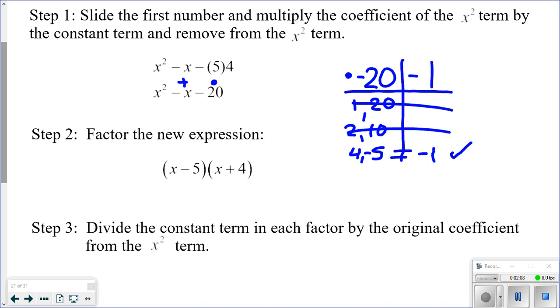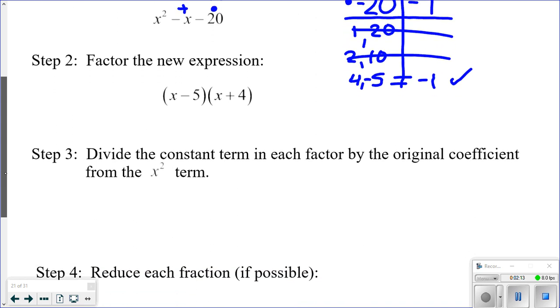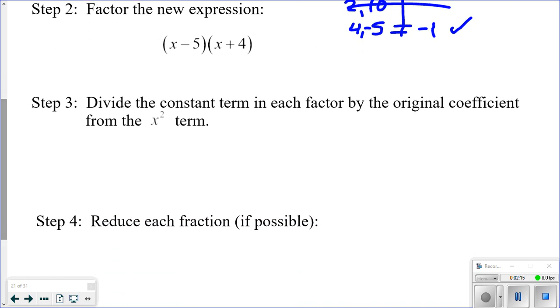And remember, the order doesn't matter here. But these aren't our final answers. We have to keep going. So here's what we need to do. We need to divide my constant term, the negative 5 and the positive 4, in each set of parentheses, or in each factor, by that original leading coefficient that we slid in the beginning, that's out in front of the x squared. So that was the number 5. So this is how we write it. We need to take the negative 5 and the positive 4, and we're dividing them both by 5.